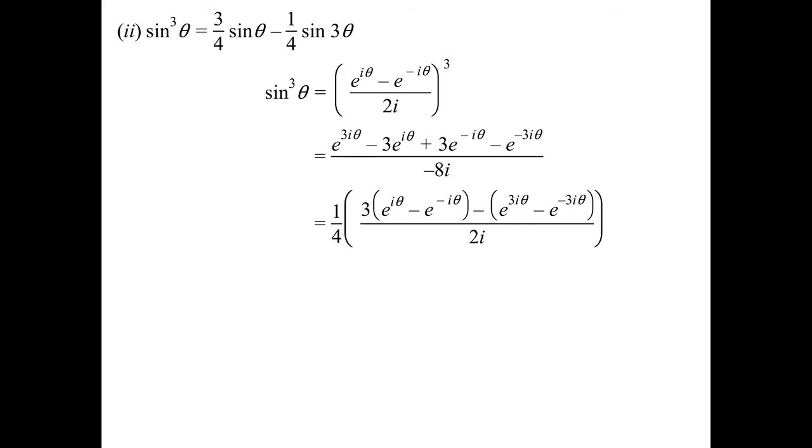So the ones with 3, I get e to the iota theta minus e to the minus iota theta, and then the one that just has a coefficient of 1, e to the 3 iota theta minus e to the minus 3 iota theta. Now I can convert those back, and we get 3/4 sine theta minus 1/4 sine 3 theta. So that proves the first one, sine squared plus cos squared is 1. Maybe a bit of overkill to use this to do that, but for something like this, I think it's certainly a bit quicker than other methods.